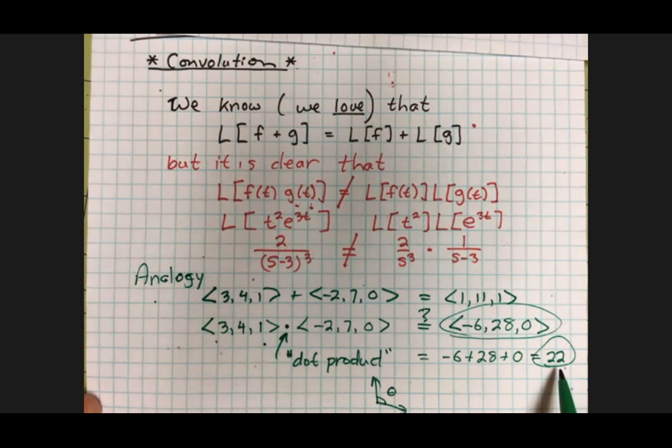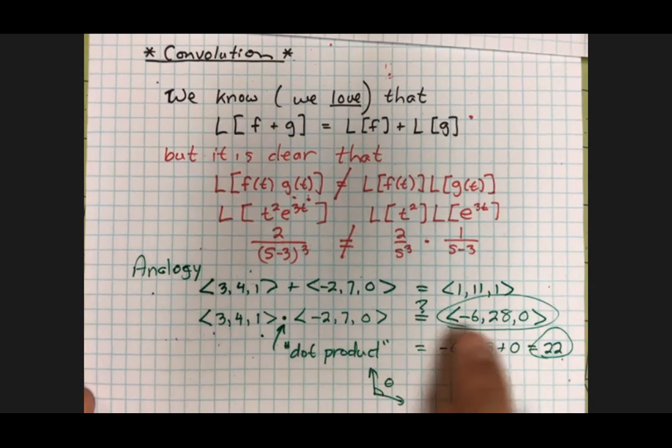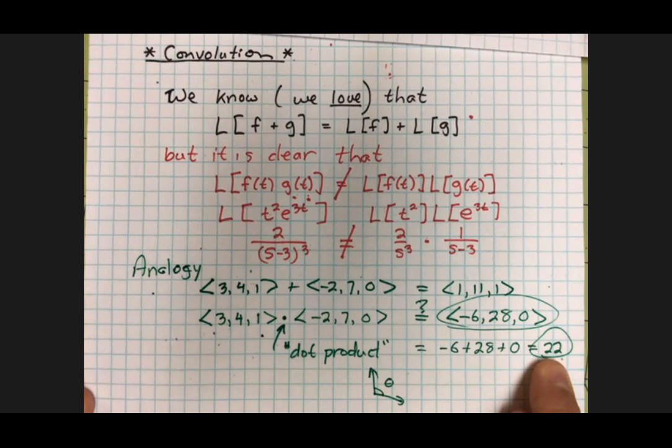Now, do you care that that 22 is not a vector anymore? No, you don't, because it does something useful for you. If it does something useful for you, you're willing to forgive the fact that it doesn't look like what you thought multiplication should look like. That's a key idea.